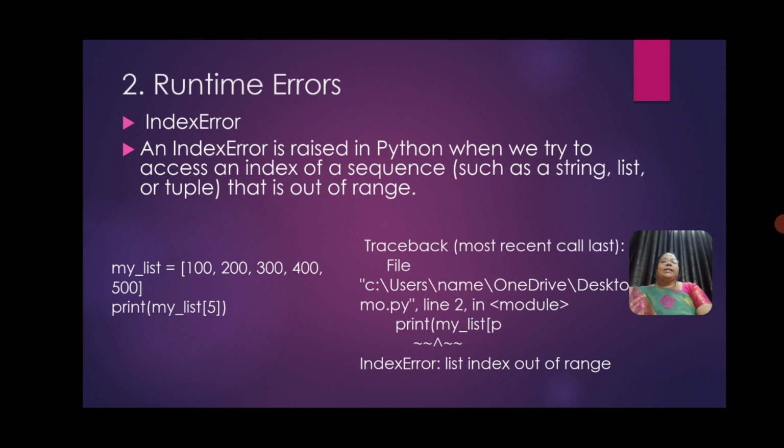The next runtime error is index error. An index error is raised in Python when we try to access an index of a sequence, such as a string or list, that is out of range. Example, my_list = [100, 200, 300, 400, 500], print(my_list[5]). Here we have 0 to 4 as the index, totally 5 elements. So if you are trying to print my_list[5], then this is an out of range error.